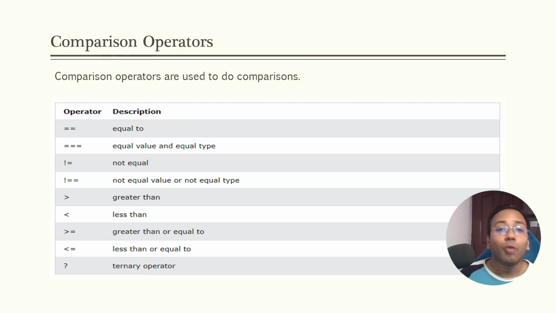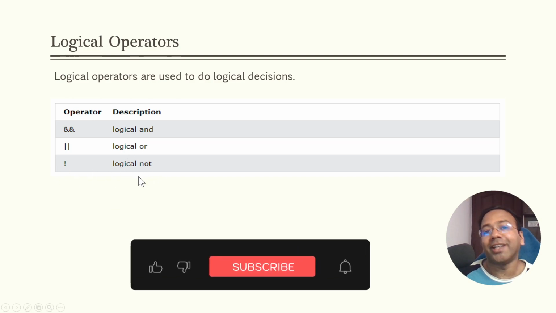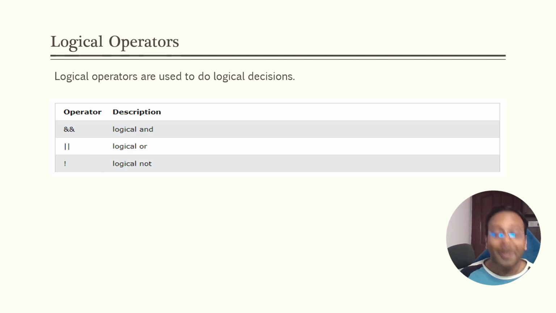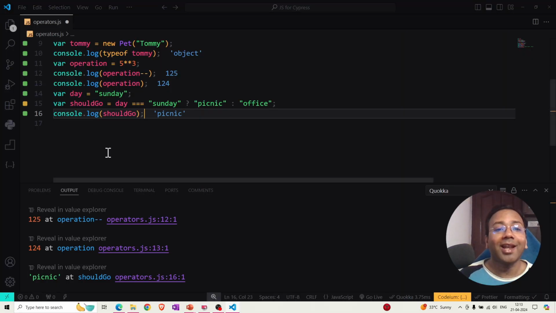Next we will move to logical operators. So we have three logical operators: and, or, and not. So some of them you have already gone through. I think not is the one that we have already used, but and or I have not showed you. So let's flip to Visual Studio Code in order to show how exactly they are working.